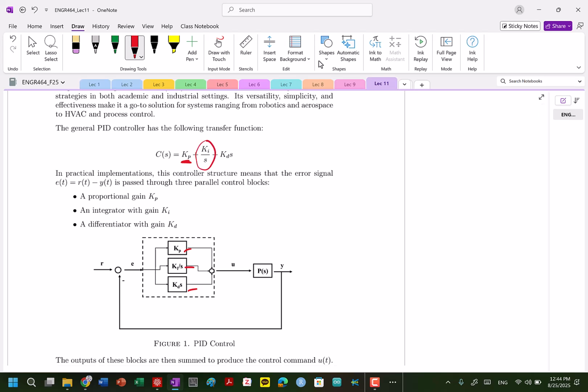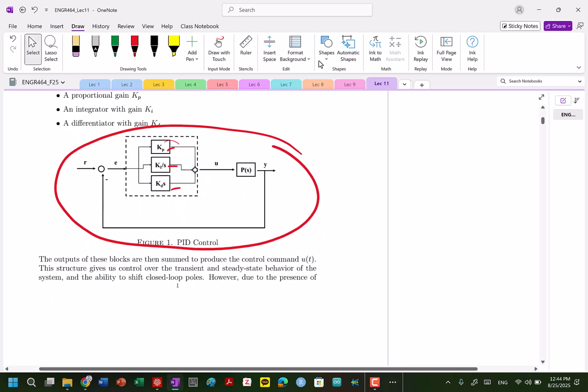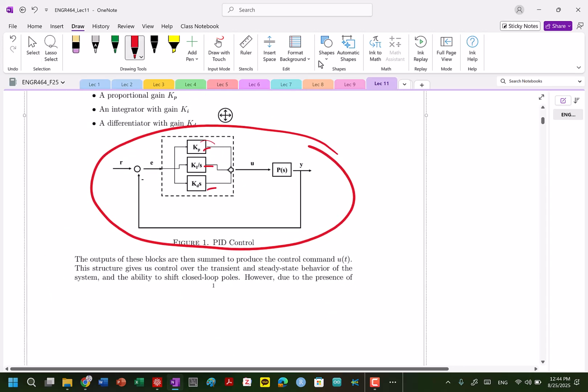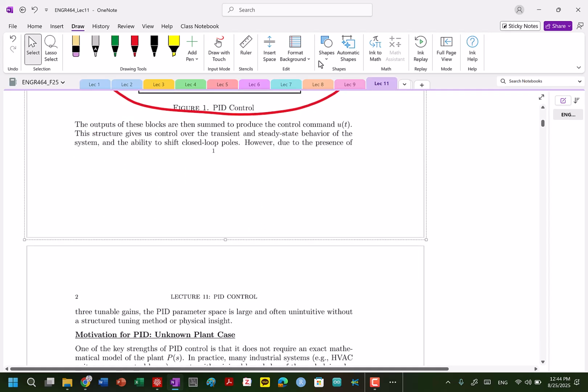One is an integral. You can see why it's integral because the transfer function is 1 over s, and a derivative term because if you take the transfer function of this, it's just times s. This is the control structure, so the error signal is going to be passed through all of these blocks in parallel. So we can see how the block diagram structure looks. Again, it's summed and it produces that control command. And that's really how it works. And there's three tunable parameters.